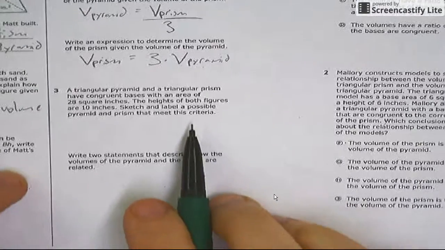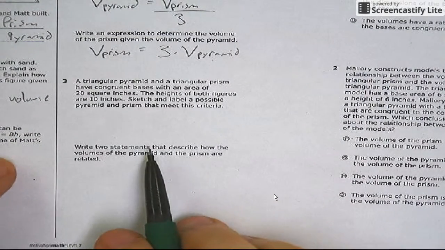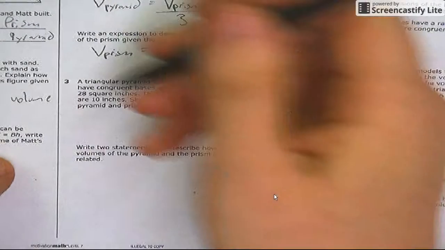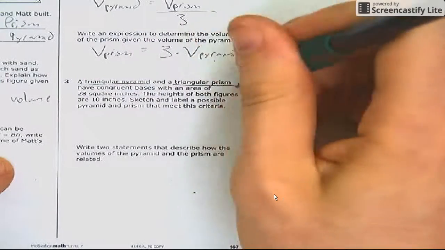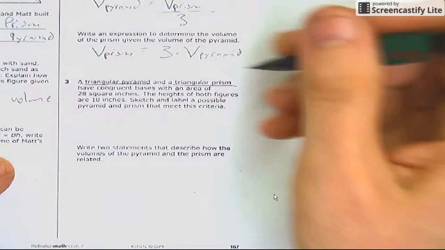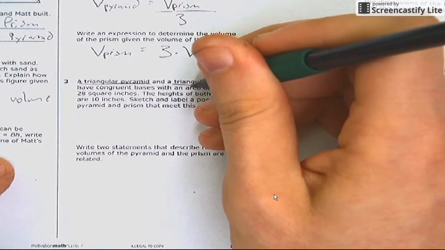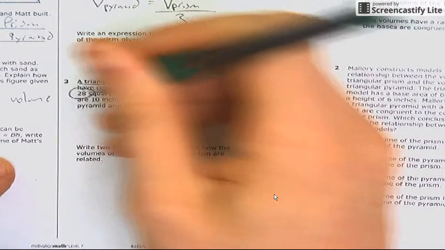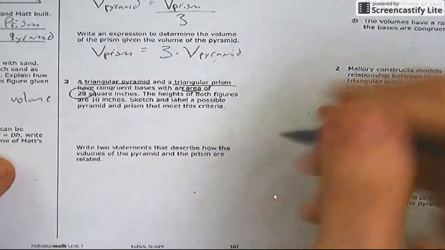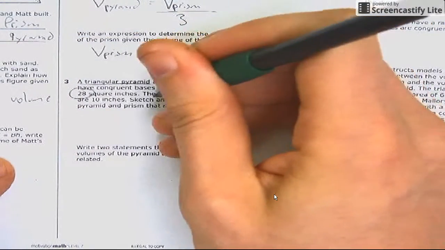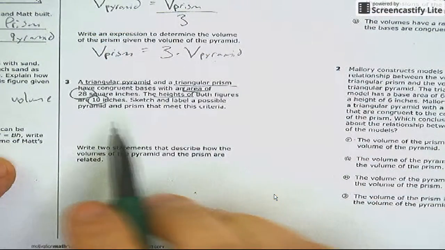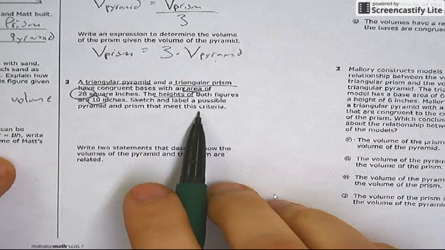Last one for this video, okay? Number 3, a triangular pyramid and a triangular prism have congruent bases, and both of the bases have an area of 28 square inches. The heights are both 10 inches. Sketch and label a possible pyramid and prism that meet this criteria.